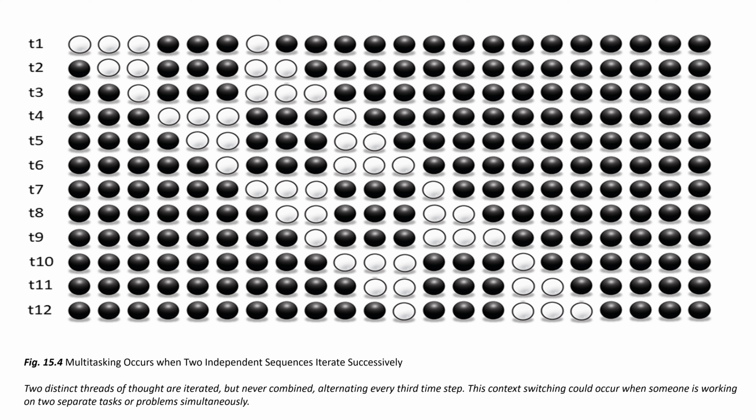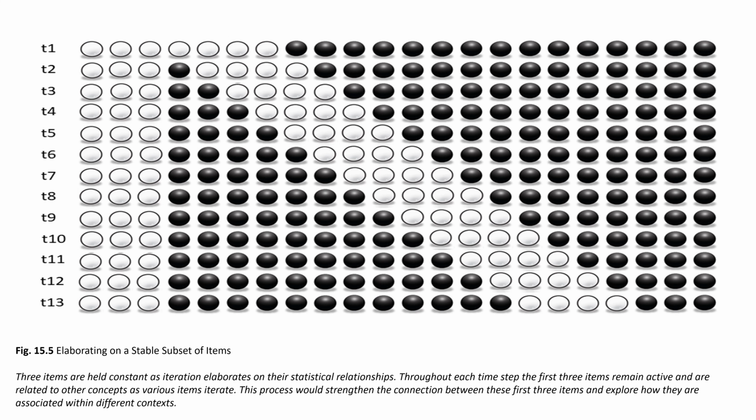This shows what multitasking would look like given the present framework, where two lines of thought alternate every third time step but never actually combine or overlap. This context switching could occur when someone is working on two separate tasks or problems simultaneously.